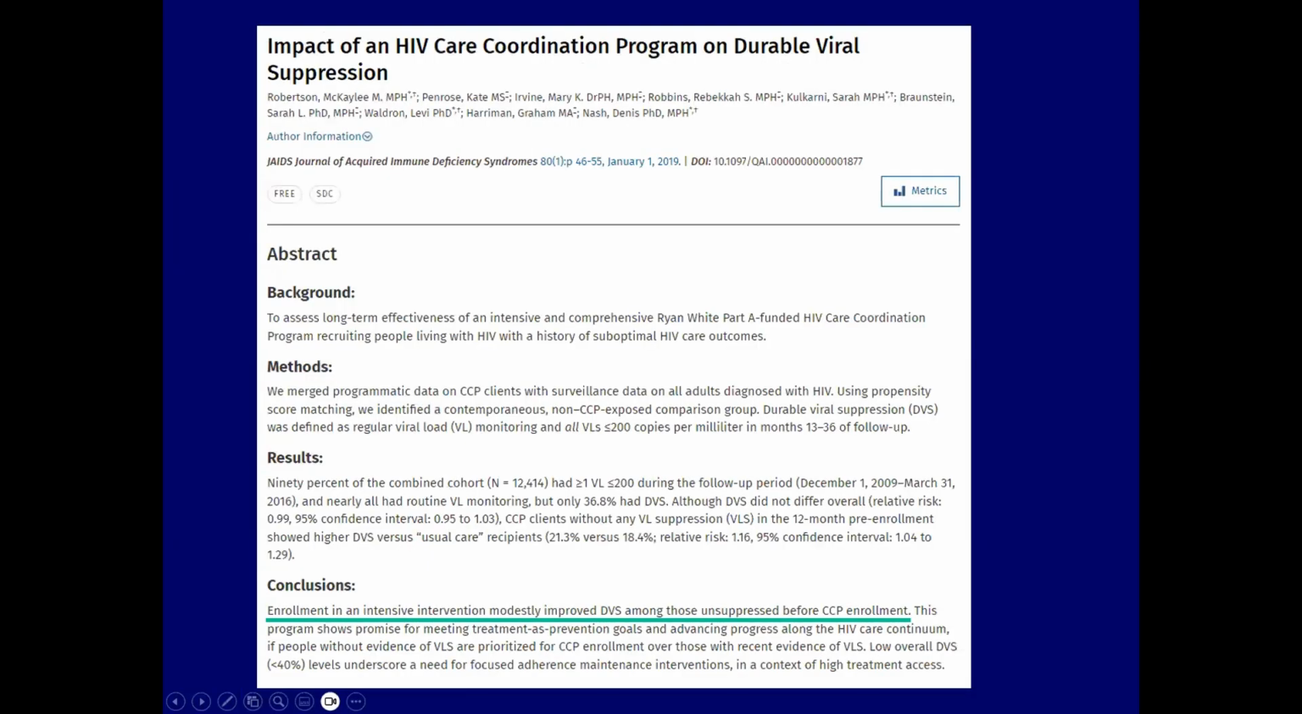As a conclusion, enrollment in an intensive intervention modestly improved the outcome of durable viral load suppression only among those unsuppressed before the CCP program enrollment. So this conclusion actually shows promise to meet the treatment as prevention goal and to advance progress along the HIV continuum, especially if people without evidence of viral load suppression are prioritized for CCP enrollment.